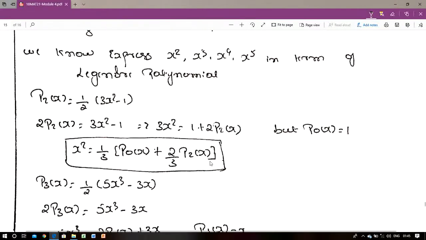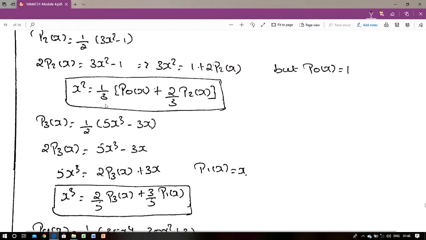Then using this equation, next we have to find x square, x cube, x to the power of 4. So here we simplify, just find the x square value. Here P2 of x can be written as 1 by 2 into (3x square minus 1). So it can be written as 2 into P2 of x is equal to 3x square minus 1. Then this minus 1 is shifted to the left side, it becomes 3x square is equal to 1 plus 2 into P2 of x. But we need to find x square, so x square is equal to 1 by 3 into 1, that means P0 of x, plus 2 by 3 into P2 of x.